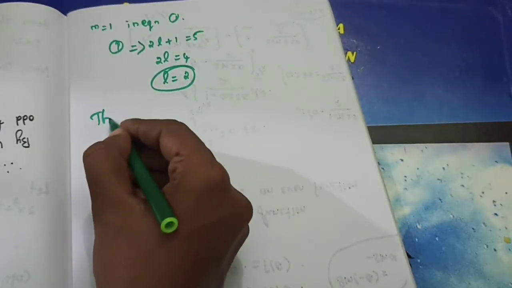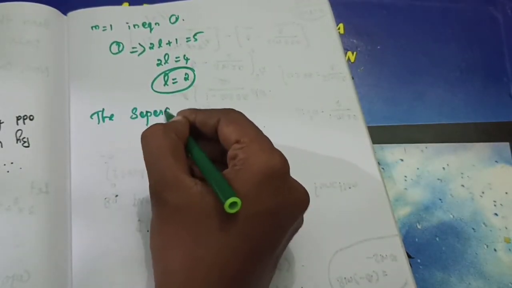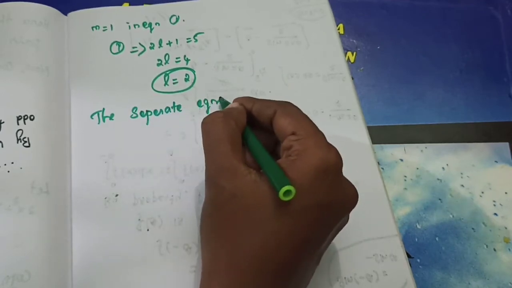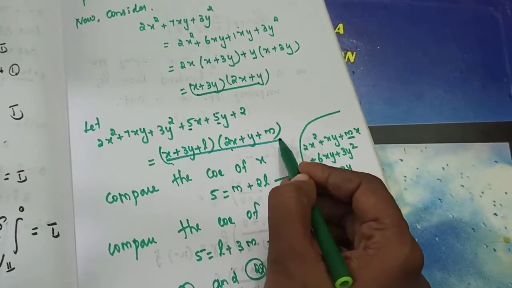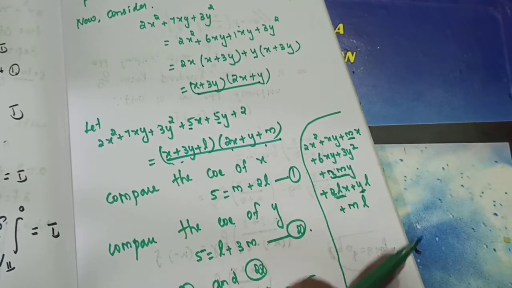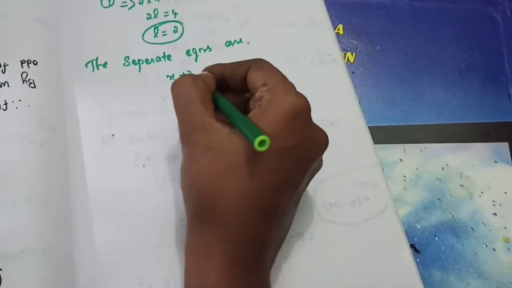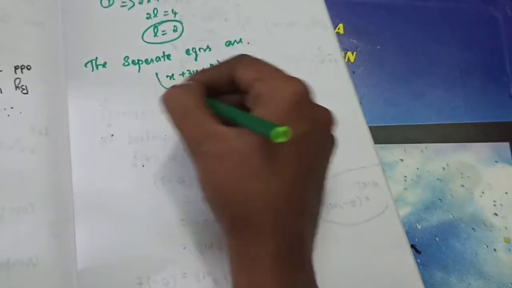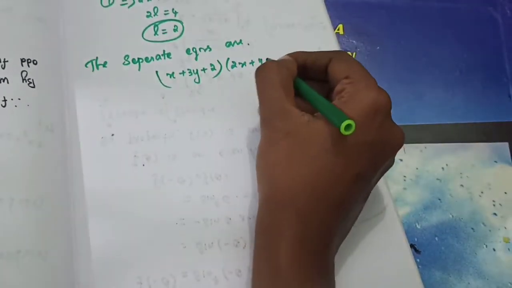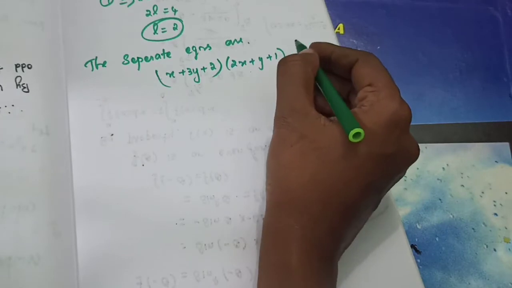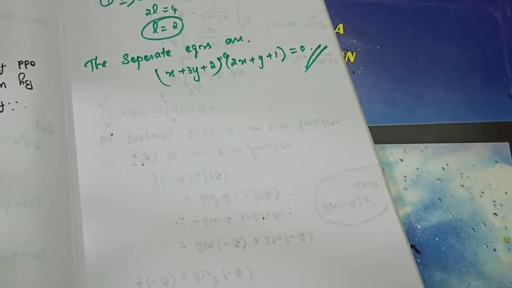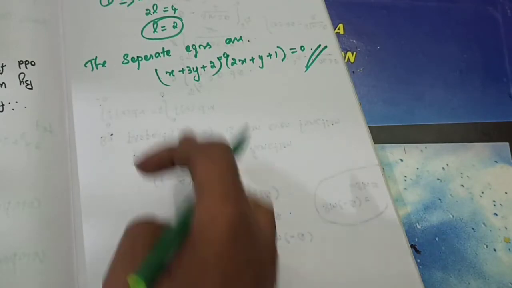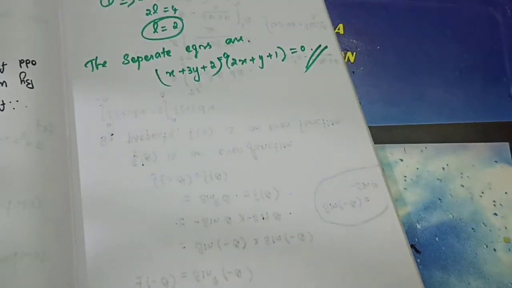Now the separate equations are, where will you substitute? Sorry, this is a separate equation. So now we can substitute here. What are the separate equations? x + 3y, in the place of l, 2. In the place of m, 1, is it right? So 2x + y + 1 is equal to 0. Same as this, equal to 0. These are the separate equations. If you need to check the answer, multiply these two and check it. You will get the combined given equation.